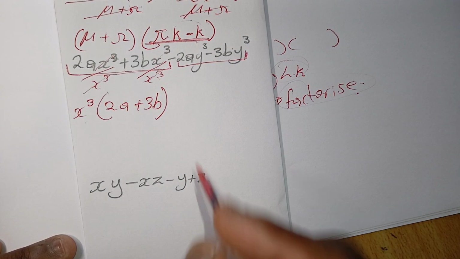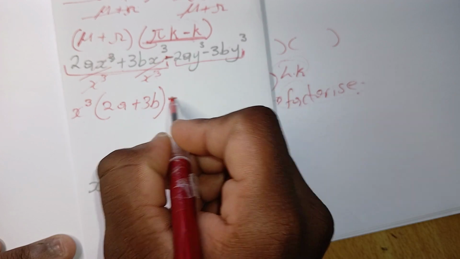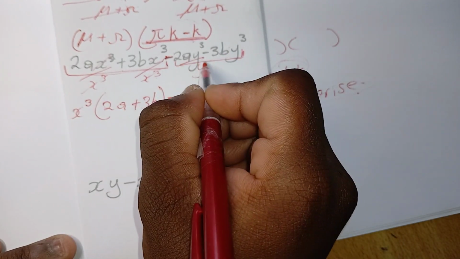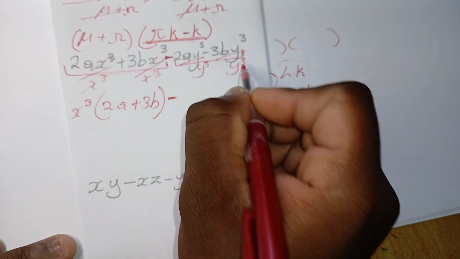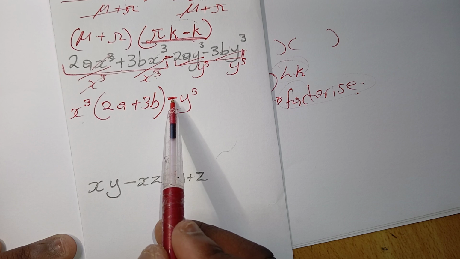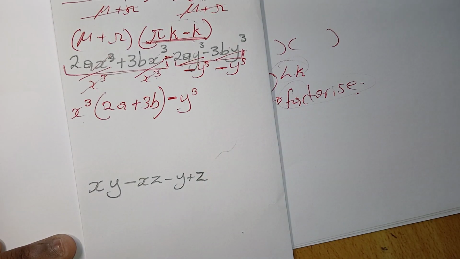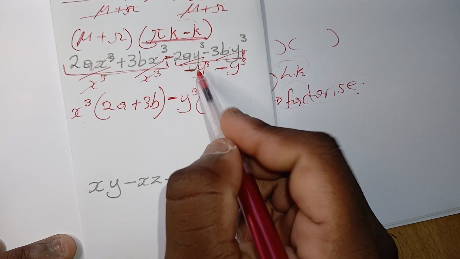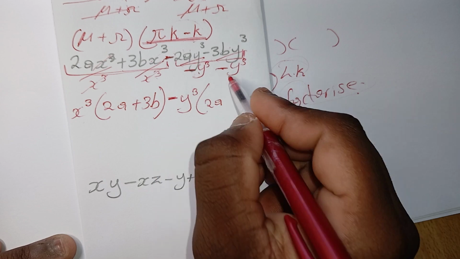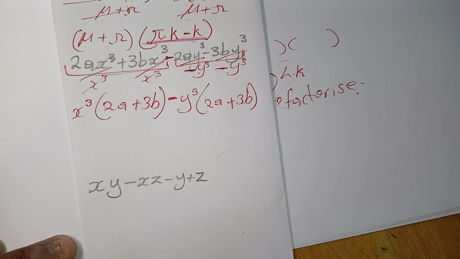Do you see? Yeah. And also this minus will be there. Now if I take a common factor between these two terms, you can see the common factor is y³. Now my common factor is affected by the negative, so it means my common factor will be negative. Open bracket, and when I divide, the same sign gives me positive 2a, the same sign gives me positive 3b. Yeah.